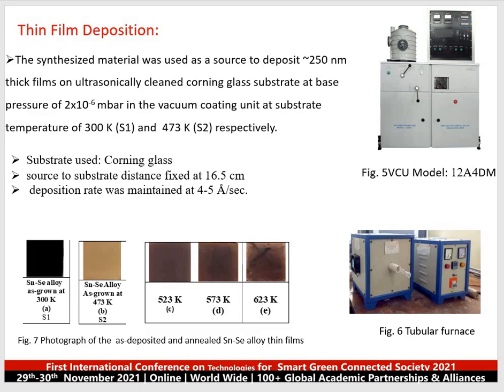Figure 7 shows images of the as deposited films at substrate temperature of 300 Kelvin and 473 Kelvin and annealed 2D samples at various temperatures. The color of the samples as deposited at 300K appears to be black, whereas the color of the 473K deposited films appears to be pale yellow, which changes to brown with lighter shades with the increase in the annealing temperature.